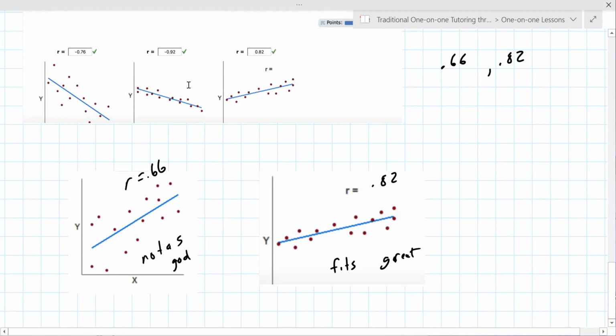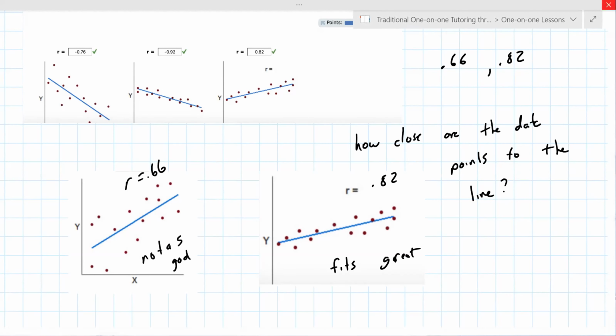And then you do the same thing for the rest. It's how close the data points are to the line. That's how you decide. Okay, I was basing it off the line.